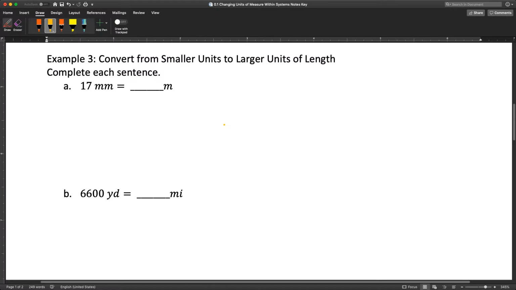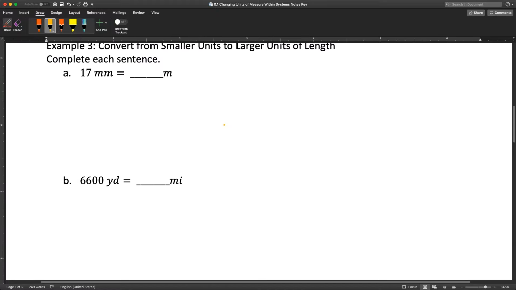So when we first take a look at this, I have 17 millimeters. So I need to convert from millimeters to centimeters. This conversion is a smaller to a larger conversion, and so we are going to divide. So we take 17 millimeters, and we are going to divide that by 10. 17 divided by 10 gives you 1.7 centimeters. Now we aren't done yet because that's not my answer.